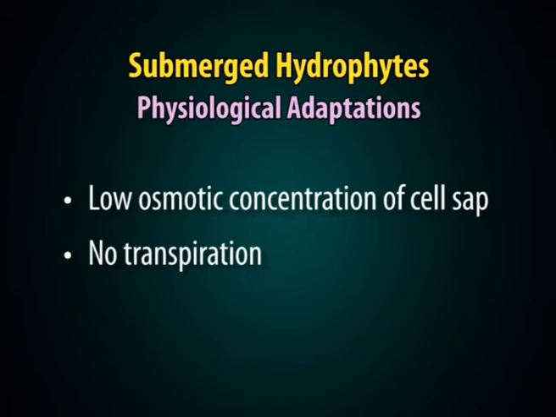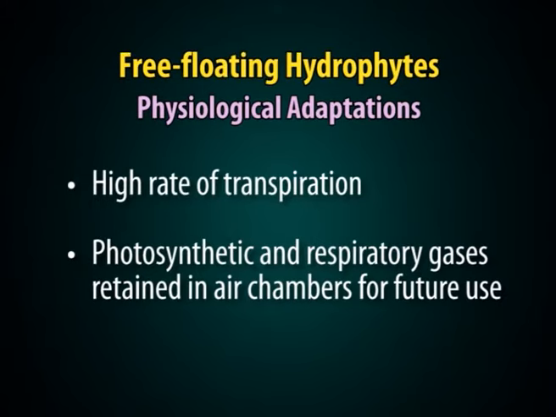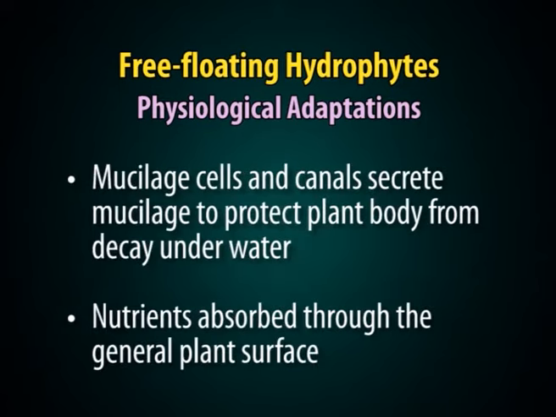Physiological adaptation in hydrophytes include low osmotic concentration of cell sap and no transpiration in the case of submerged plants. On the other hand, in free floating hydrophytes, the rate of transpiration is high. Photosynthetic and respiratory gases are retained in air chambers for future use. Mucilage cells and canals secrete mucilage to protect the plant body from decay under water. Nutrients are absorbed through the general plant surface.